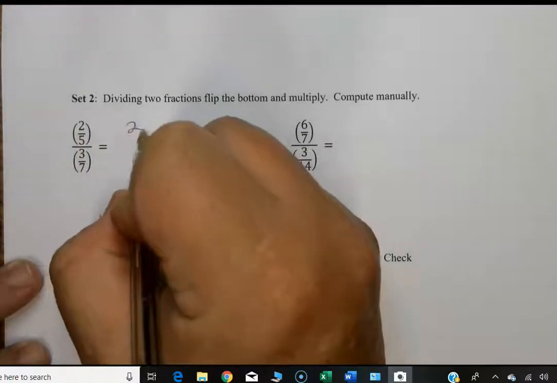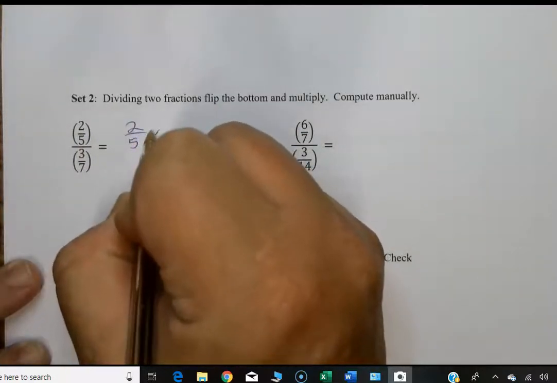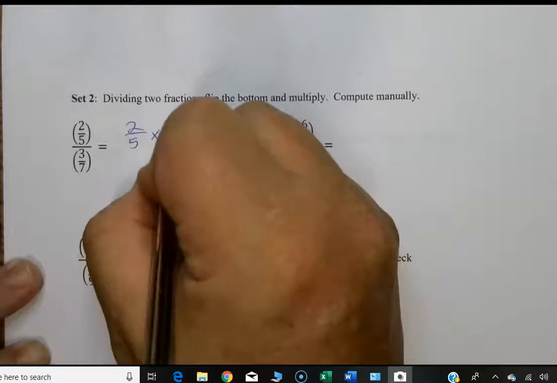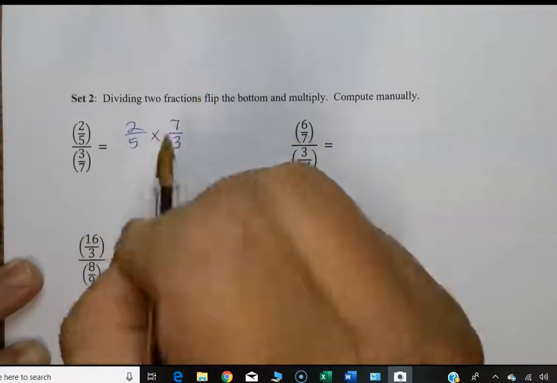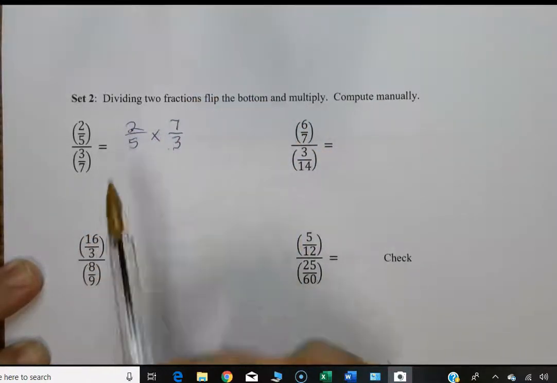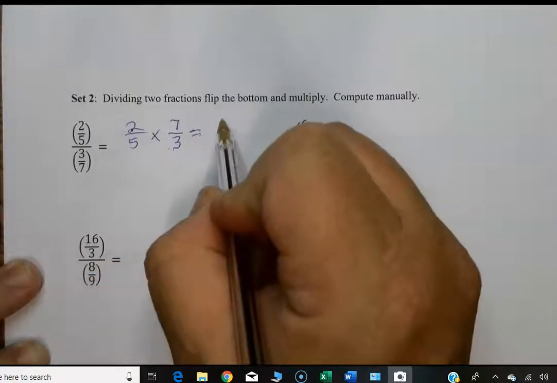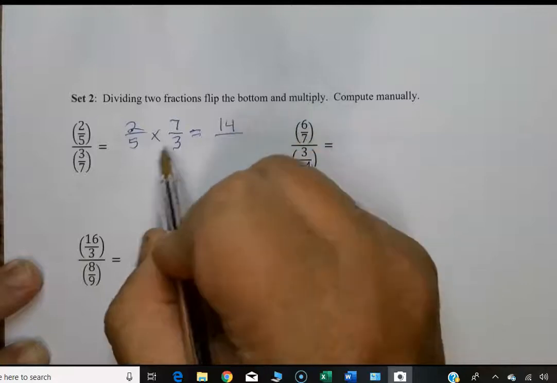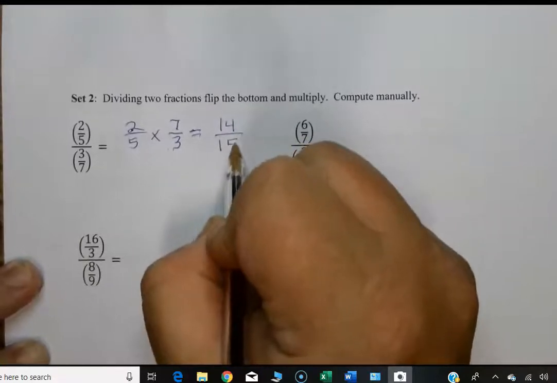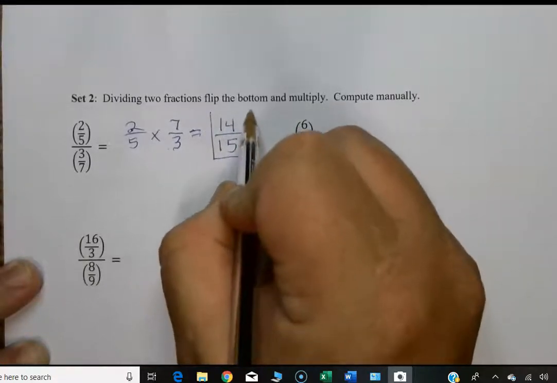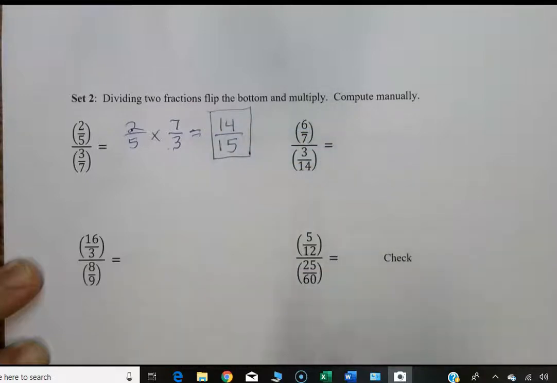And what it means is you flip the bottom, and then you multiply that by the top. So we keep the top the same. That's going to be 2/5, times the bottom flipped over, so it's 7 over 3. Okay, we check to see if anything cancels, and nothing cancels, so we go ahead and just multiply straight across. 2 times 7 is 14, 5 times 3 is 15, and that's our final answer.